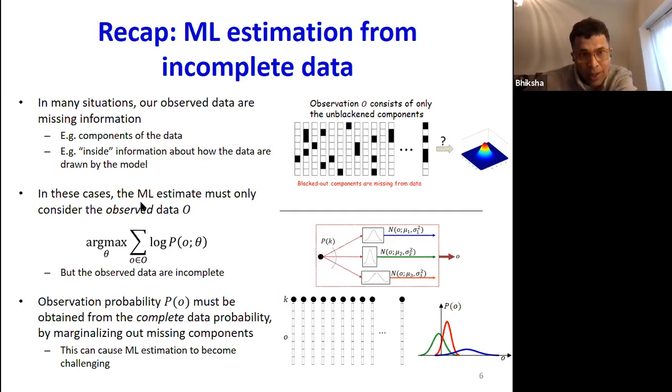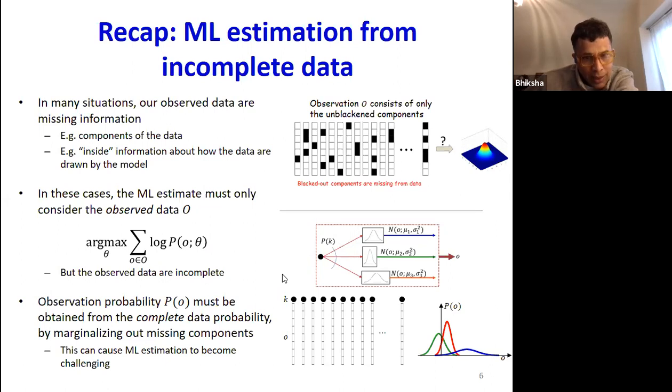Why so? Because the maximum likelihood estimate must only consider the data that you have observed. This is the only reality that you've got. You cannot be putting in any hypotheticals in here. But these data are incomplete. Here, for example, you haven't seen these black components. Here, you haven't seen which Gaussian was drawn.